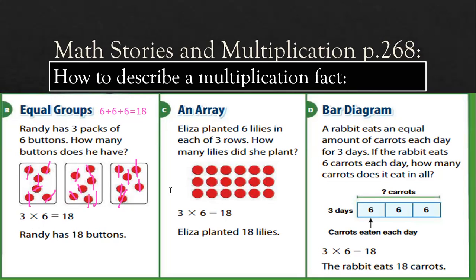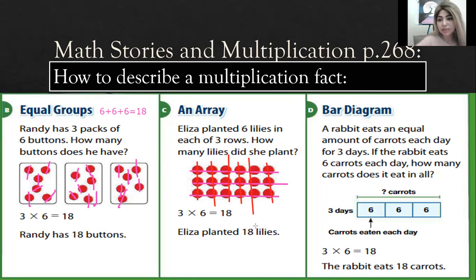Also here an array. How do I use an array? I count how many rows and how many columns. Let's count together. So I have how many rows? 1, 2, 3 rows. How many columns? Let's count how many columns. 1, 2, 3, 4, 5, 6. So it will be 3 multiply 6, which is 18. Okay.